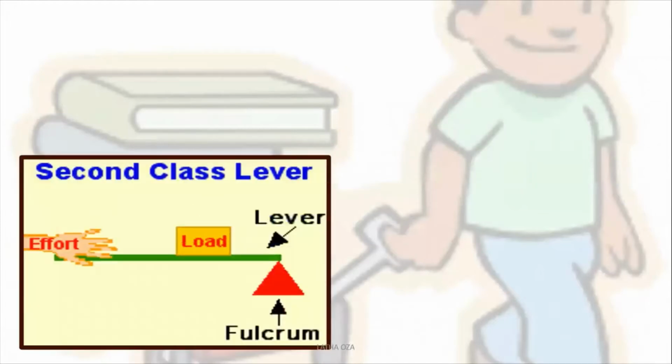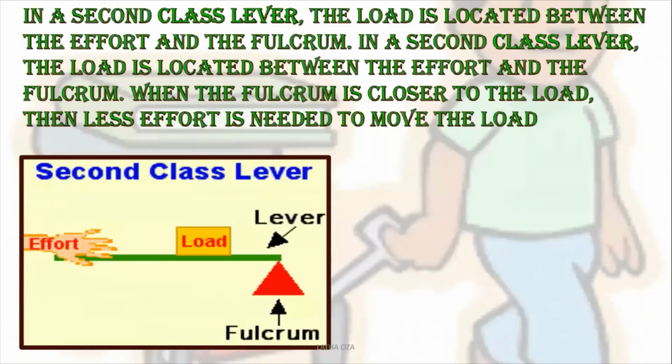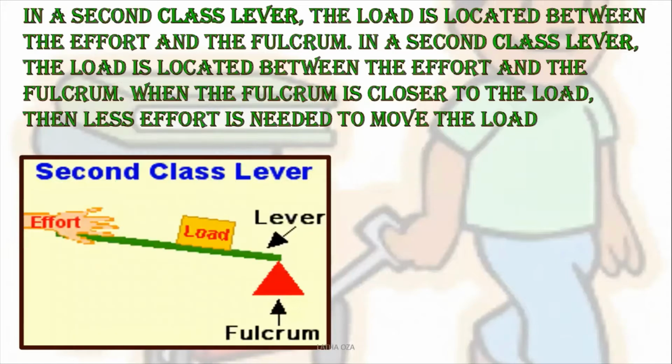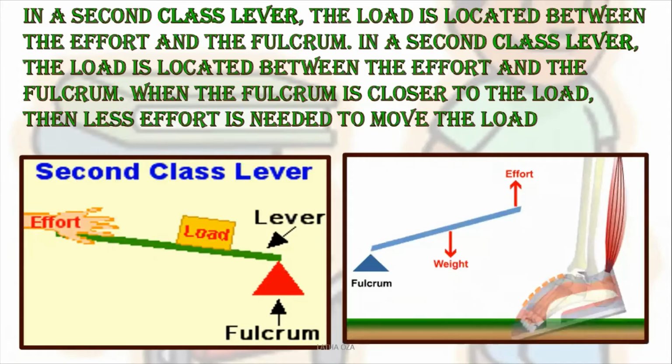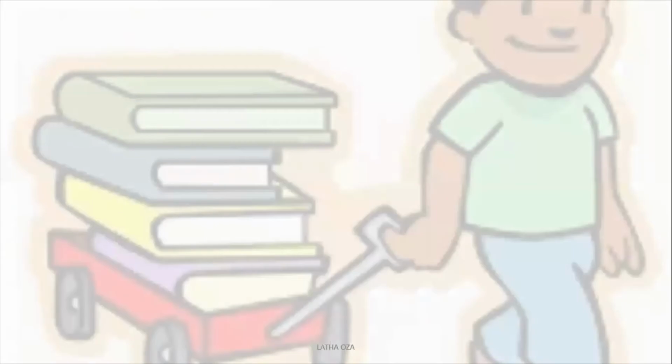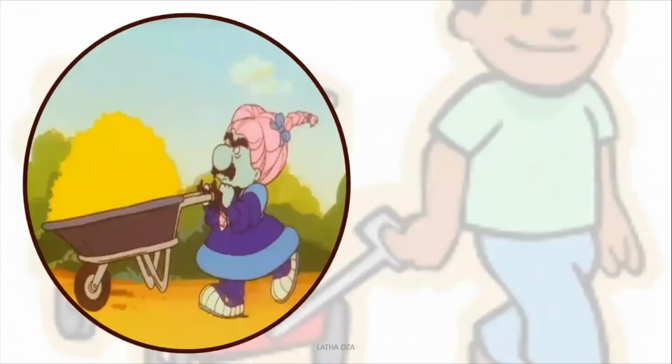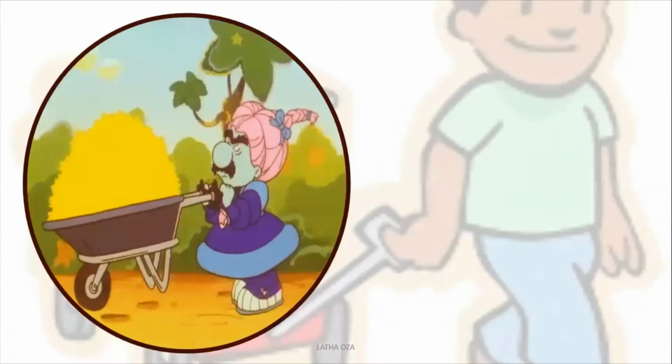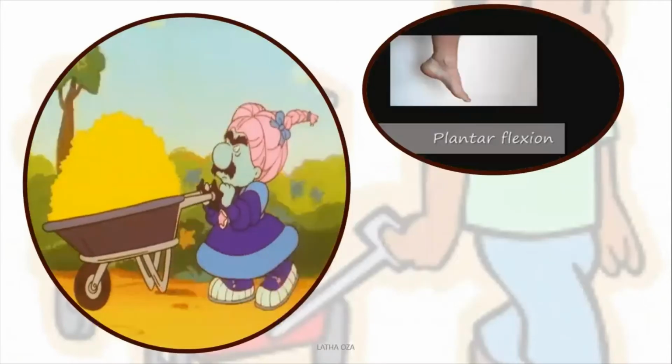In the second class lever, the load is located between the fulcrum and the effort. It is called the class 2 lever. A wheelbarrow, a bottle opener, a nut cracker are a few examples of class 2 lever.